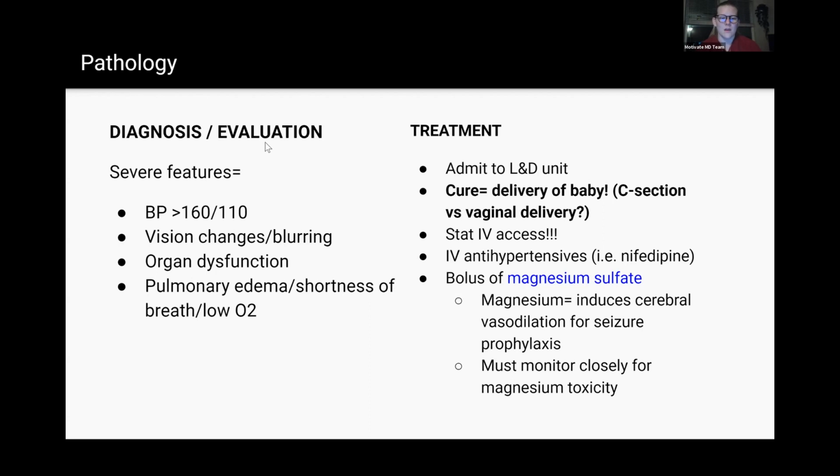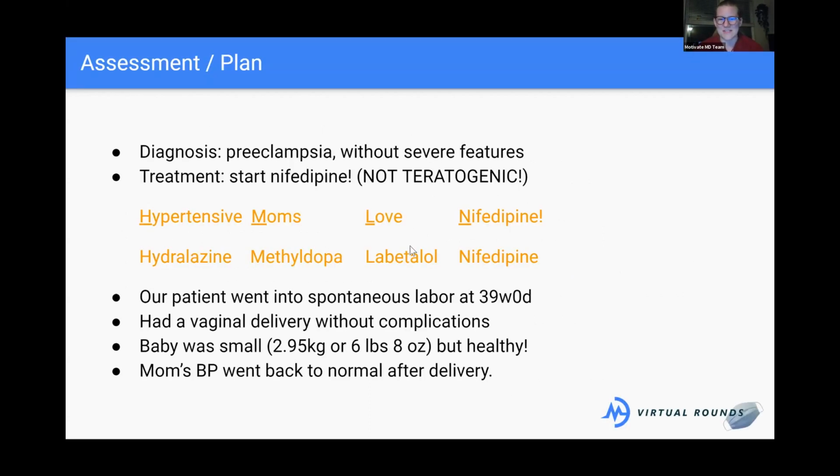The reason for nifedipine, that's a great question. I'm glad you brought that up because it's on my next slide. So the diagnosis for this patient is preeclampsia without severe features. We're going to do nifedipine because it's not teratogenic. I'm not sure how much knowledge you guys have of other medicines that are used to treat hypertension. The big one that a lot of people know of is called ACE inhibitors, and that would be something like lisinopril. That's kind of our first line for non-pregnant patients with hypertension.